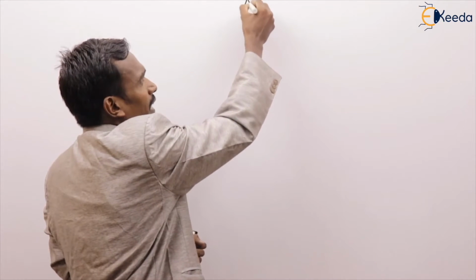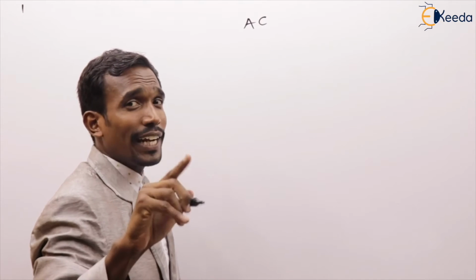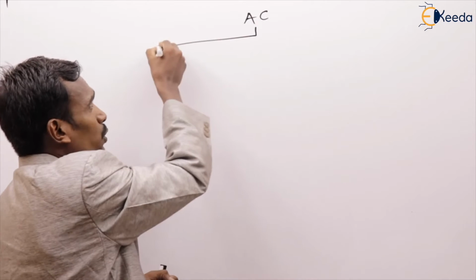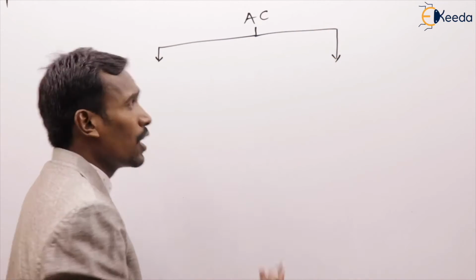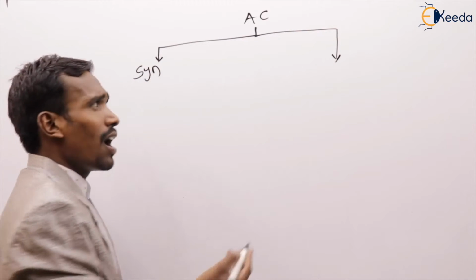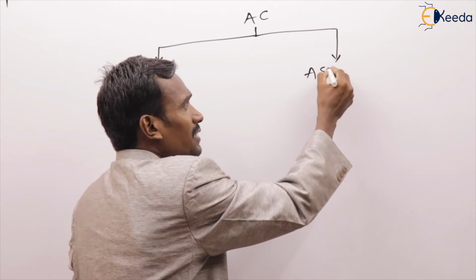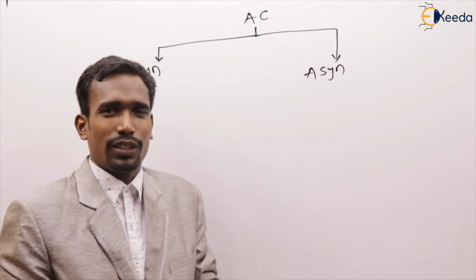Generally, rotating AC machines are of two types. What are those? One is the synchronous machine and another one is the asynchronous machine.